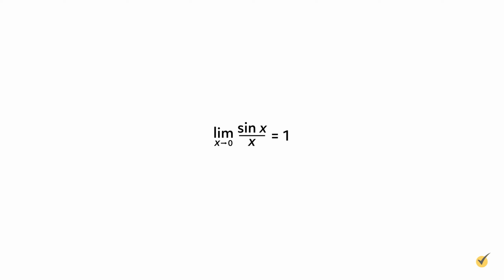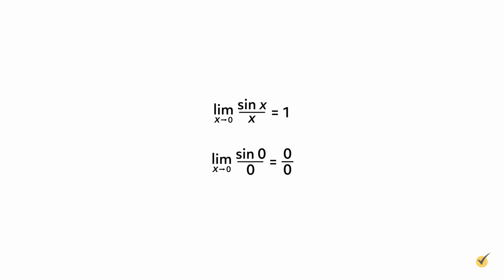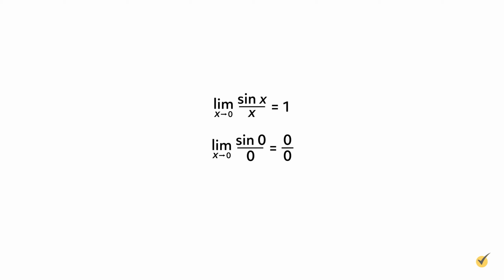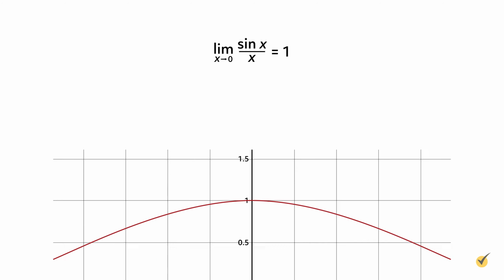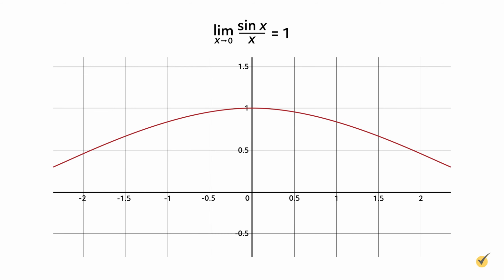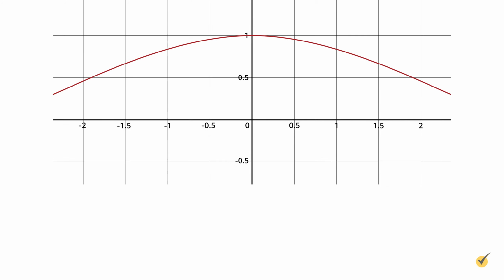We know that the limit as x approaches 0 of sine of x over x equals 1. Substituting 0 yields the indeterminate form 0 over 0. But we can't use algebra to find the limit because the numerator and denominator can't be simplified. We can see the limit on a graph. We can use L'Hopital's rule.